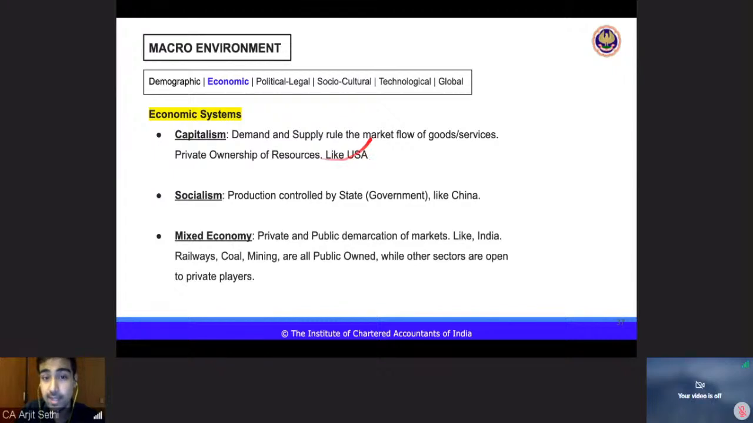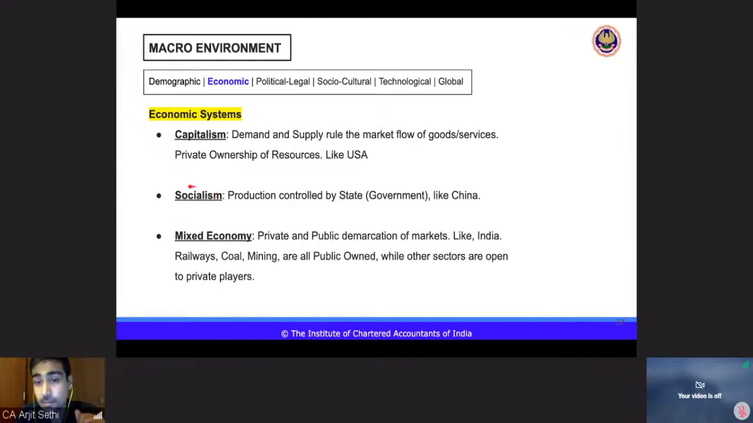Like in USA, we have a lot of capitalist market. Why? Because everything is privatized. Major things are privatized in USA, and everything is based on demand and supply. More the demand, less the supply, higher the prices. Less the demand, more the supply, lower the prices. Each and every component is based on this very principle, and that economic system is called capitalist system. That is called capitalism, right?